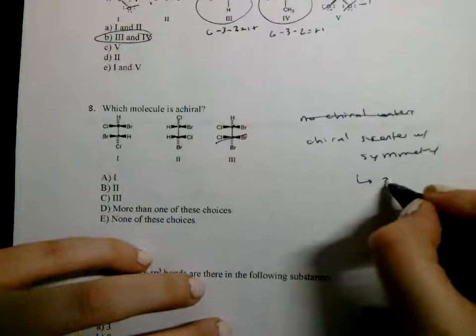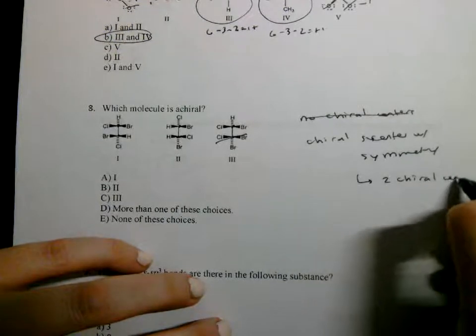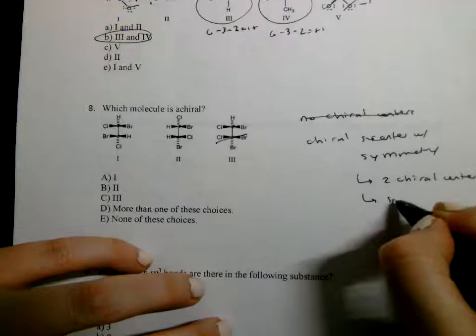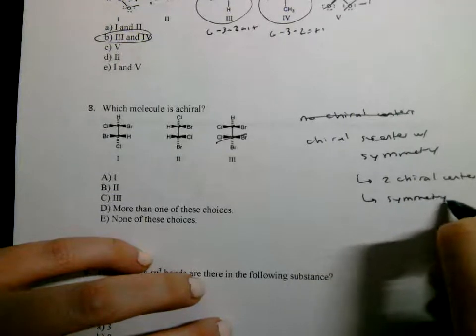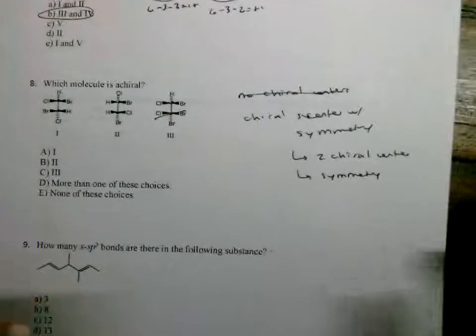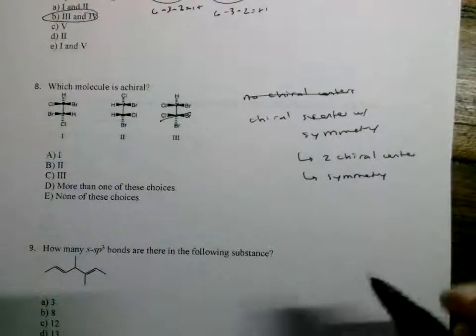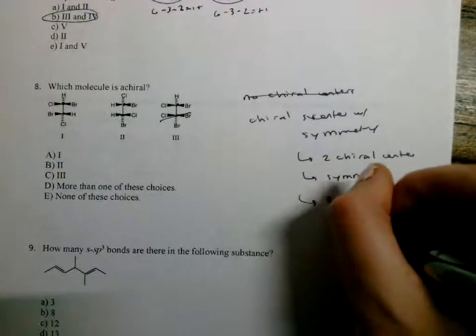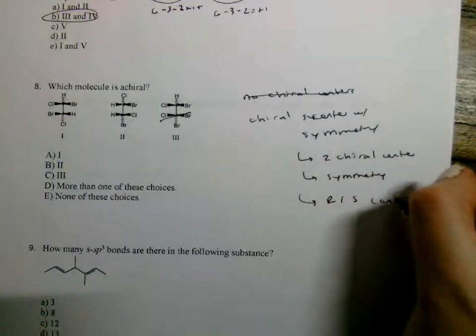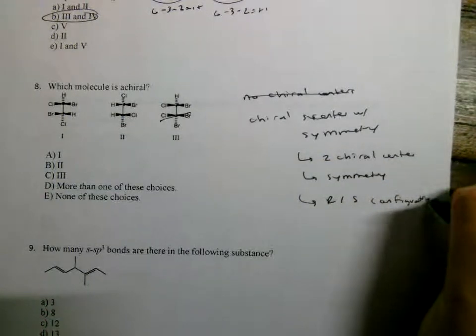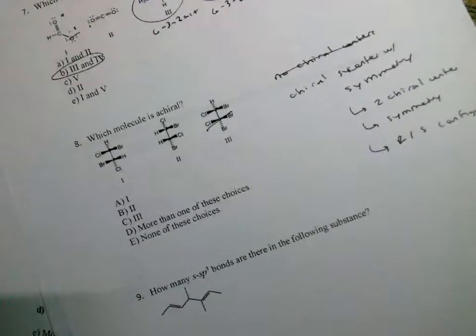For meso compounds, you need 2 chiral centers. There needs to be a plane of symmetry, which means they need to reflect one another. So basically the 2 chiral centers have to have the same 3 different things attached to them. And usually they're going to be R and S configuration. So one chiral center will be R and the other chiral center will be S.